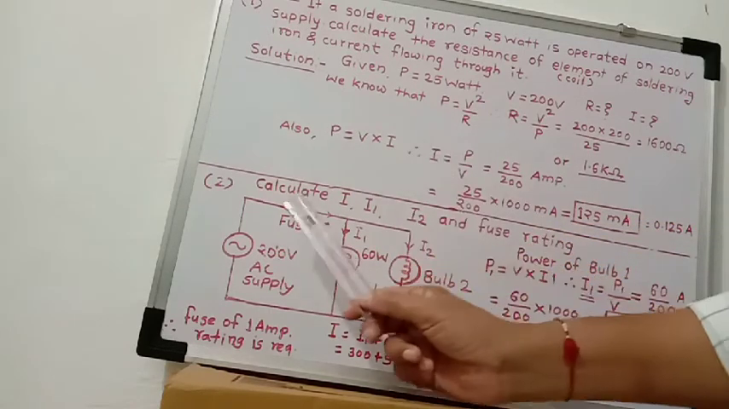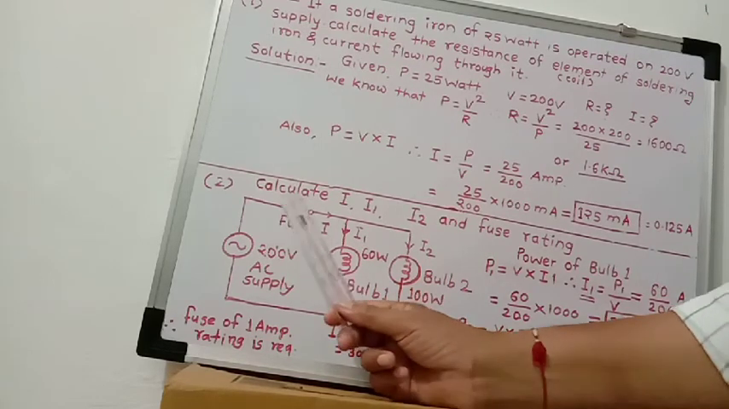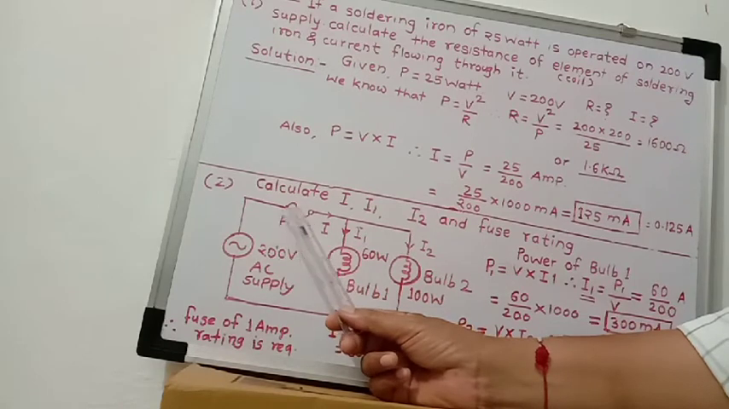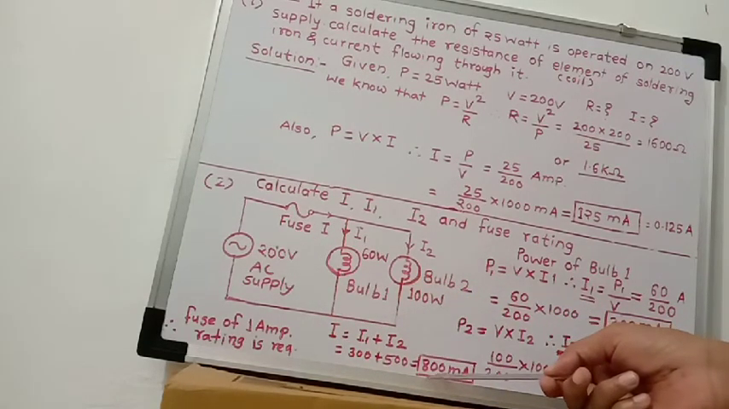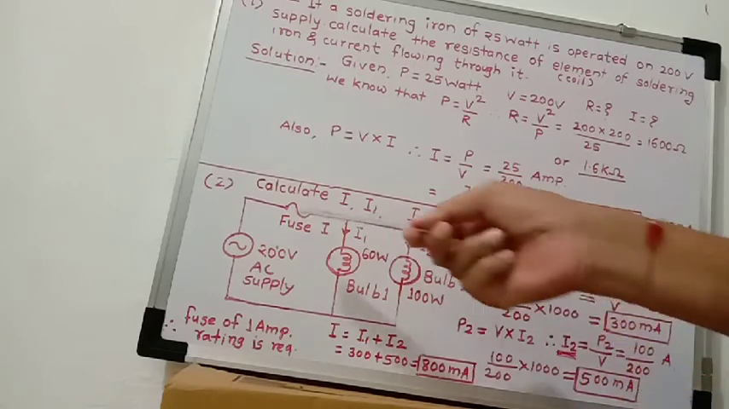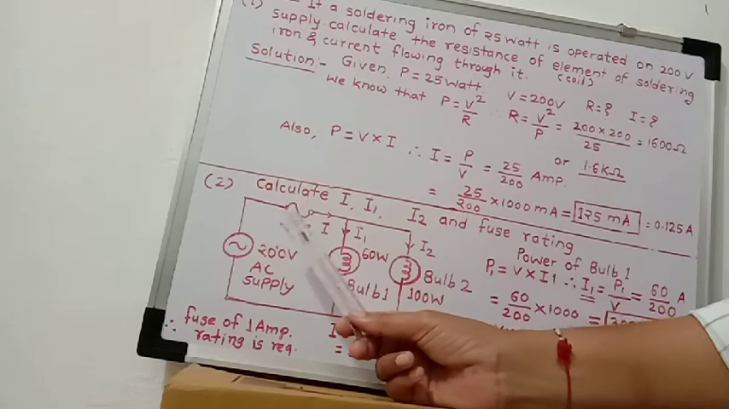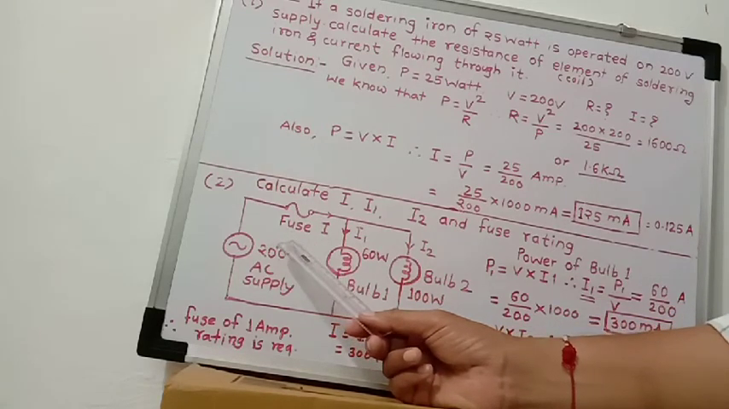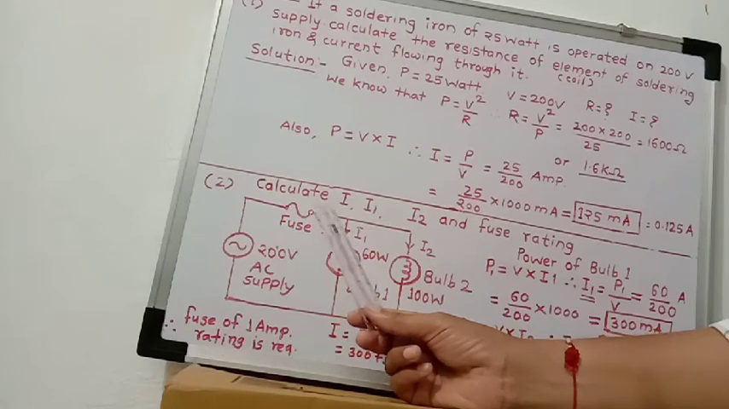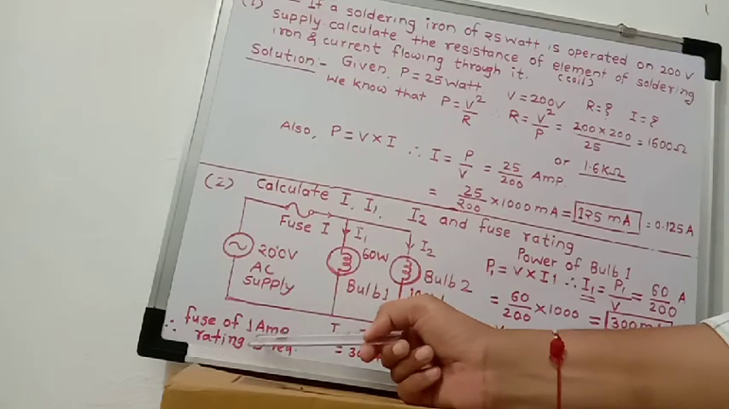So the fuse required must pass this current. The fuse rating should be more than 800 milliampere, so that it can withstand this much current. So the fuse rating will be approximately 1 ampere. A 1 ampere fuse is required for this circuit.